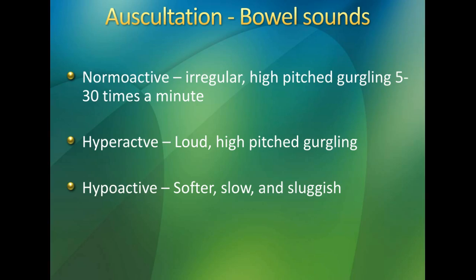The terms that you want to be familiar with are normoactive, hyperactive, and hypoactive as far as bowel sounds go. Normoactive just means it's normal, and it's going to be an irregular, high-pitched gurgling sound about 5 to 30 times a minute within each quadrant, and that's normal.